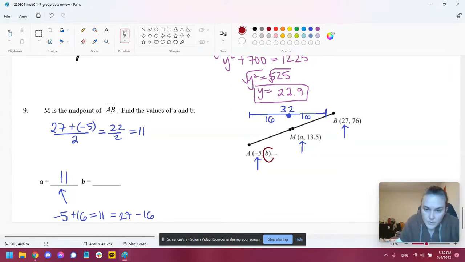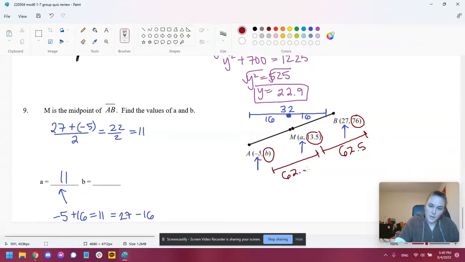To solve for B, we're going to say that 13.5 is the middle between 76 and B. We can figure out how far away these are by doing 76 minus 13.5, getting 62.5. These ones are also 62.5 away because it's in the middle. So I'll do 13.5 minus 62.5 and get -49. There are, of course, other ways you could do this as well, but that's probably the fastest.